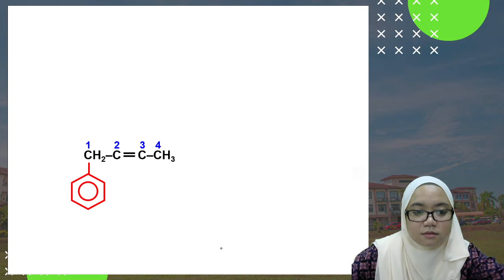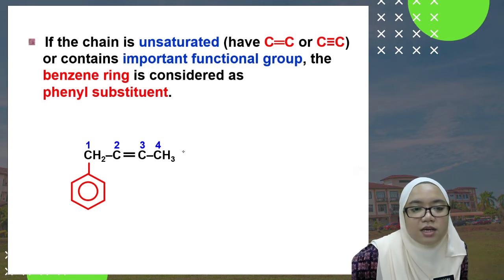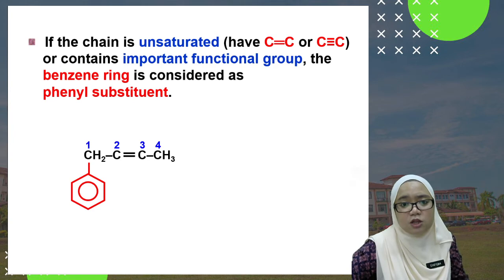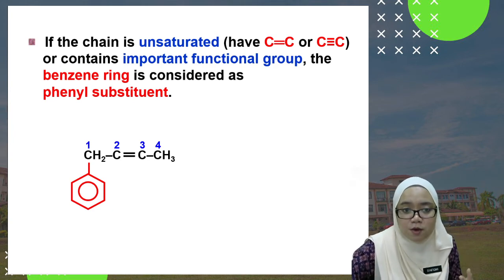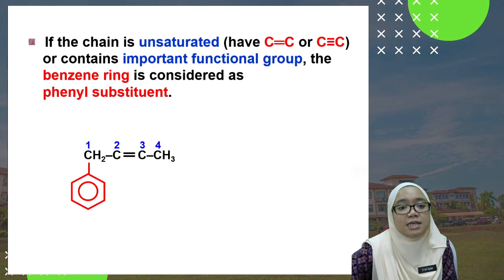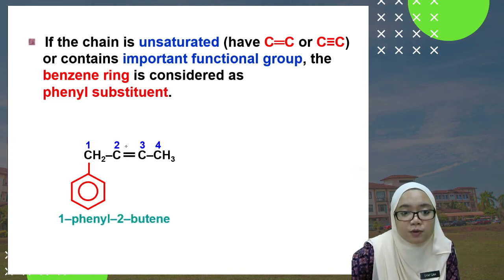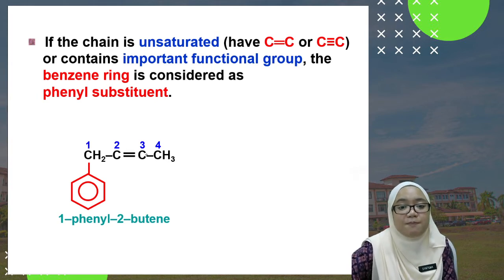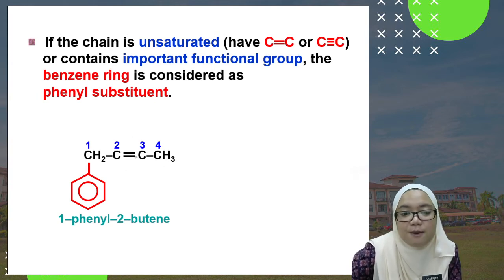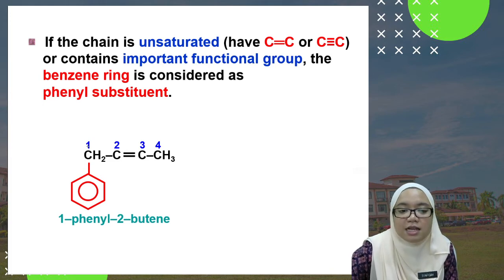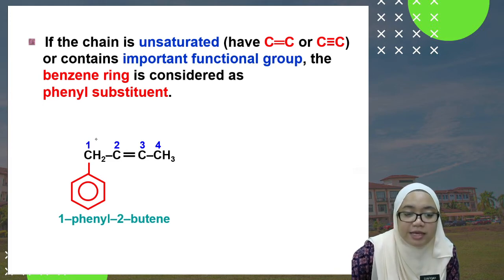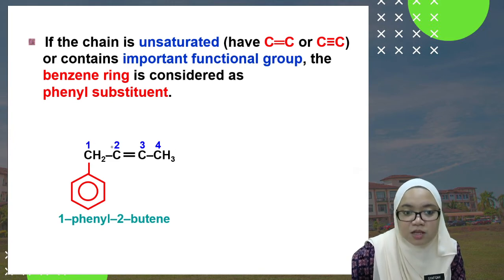Next. Kita ada structure ni. Okay. So kalau chain kita unsaturated ataupun dia ada important functional group, so benzene ring pun kita akan consider sebagai phenyl substitution. Okay, contohnya sekarang kita ada alkane group dekat straight chain ni. So dia akan jadi parent. So ni butane. Okay, and kita akan numberkan dia ikut yang mana dekat dengan double bond dan dekat dengan substituent. So in this case kita akan numberkan dia macam ni lah. So kita akan dapat 1-phenyl-2-butene.